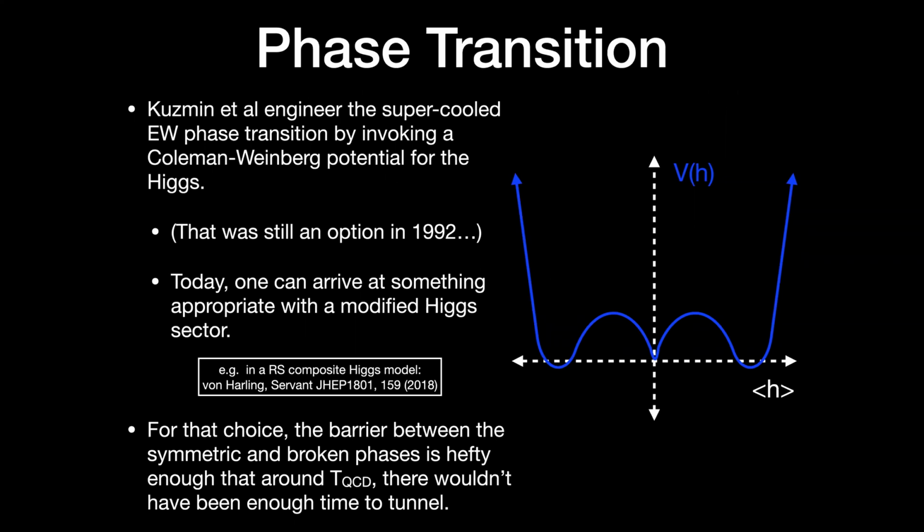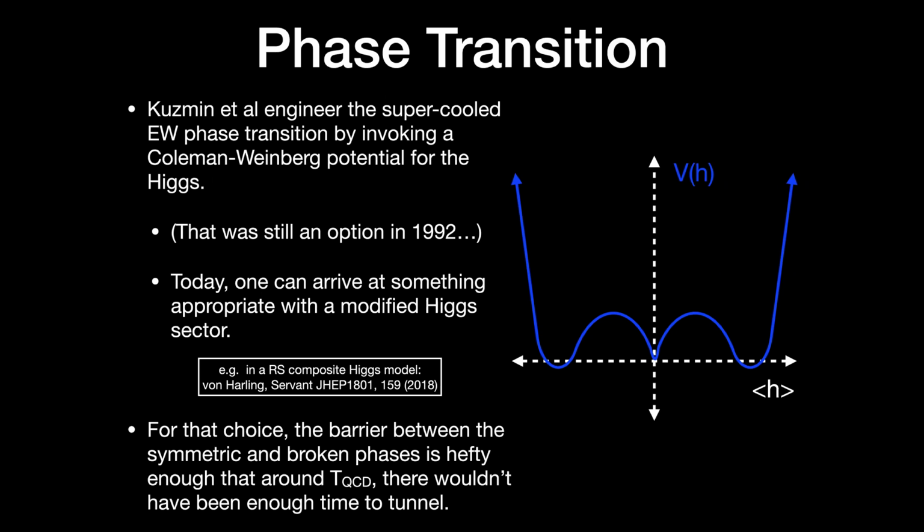What Cosmological and all had in mind was to engineer a supercooled electroweak phase transition by invoking a Coleman-Weinberg potential for the Higgs. This still seemed like an option in 1992 because we didn't really know anything about the Higgs boson back then. Today, you can still get something similar with a modified Higgs sector. There was some work a couple of years ago by Geraldine Servant and collaborators where they used an RS composite Higgs model. There are also other options.